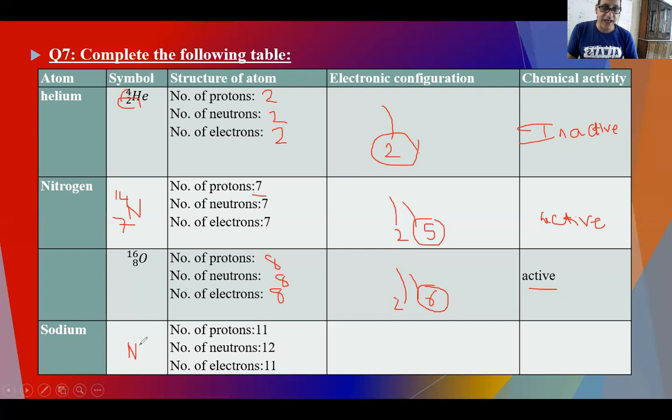Sodium, Na, the atomic number is the number of protons, which is 11, and also the number of electrons. Protons plus neutrons equal the mass number, which is 23. Now, 11 electrons, 2, 8, 1. So 1, it's not completely filled with electrons, so it is an active element again.